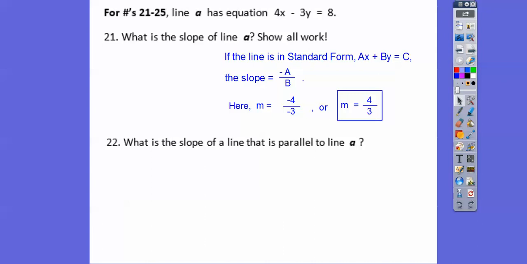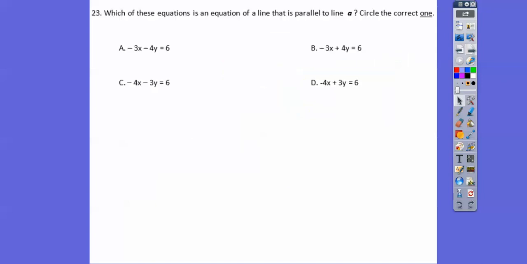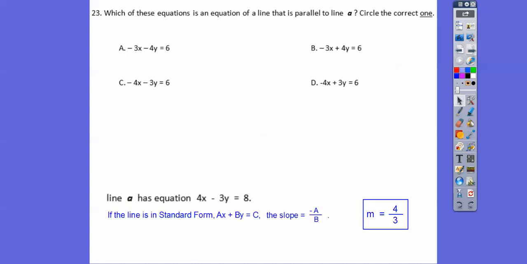So what's the slope of a line that's parallel to line A? Well, parallel lines have the same slope, so the parallel slope is also going to be 4/3. We're going to use that information for this one. Which of these equations is parallel to line A? We're looking for the one that has 4/3. So what I'm going to do is just do opposite a over b. This one's going to be negative 3 over negative 4.